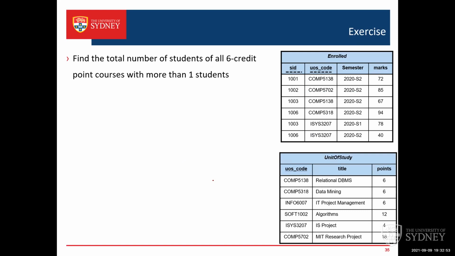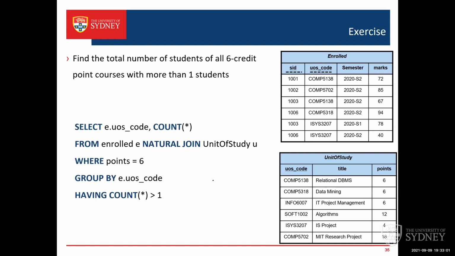What about this query? Find the total number of students of all 6 credit point courses with more than 1 student. This is what we have just seen, right? So natural join between these two tables where point equal to 6 and count is greater or equal to 1. Should make sense.